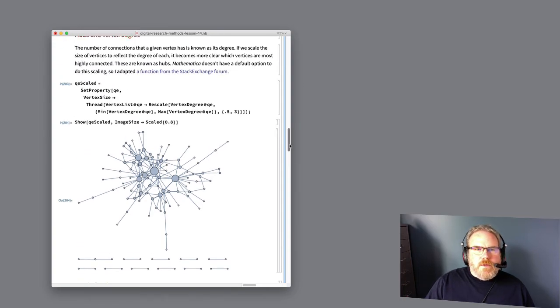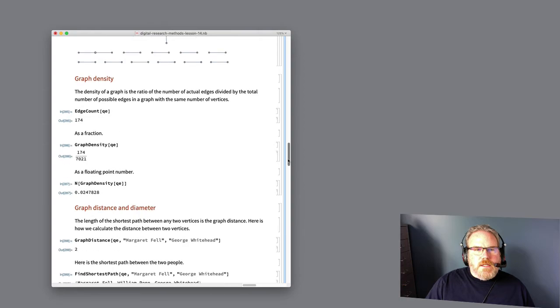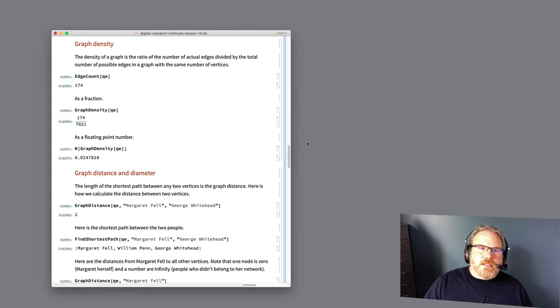Another thing that we could do with visualizing our graphs is we can start to think about things like the density of the graph. So I'll just read the definition to you. The density of the graph is the ratio of the number of actual edges divided by the number of possible edges in the graph with the same number of vertices. So we could say the number of actual edges between people is 174. The number of total possible connections is more than 7,000. So about 2% of these possible connections are actual connections.